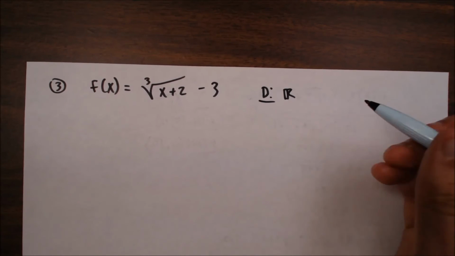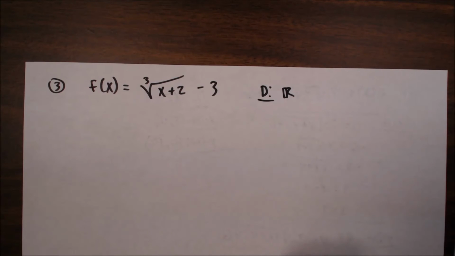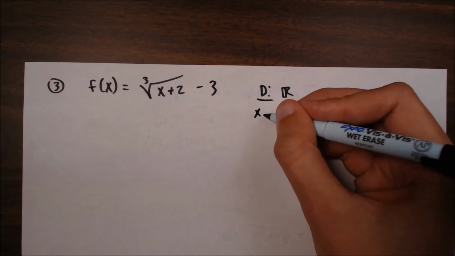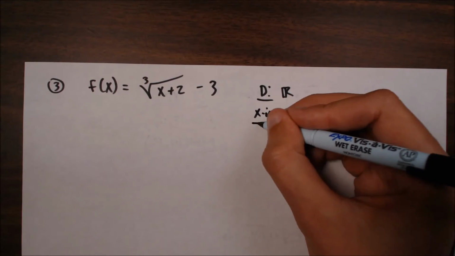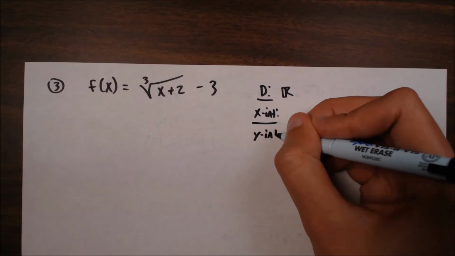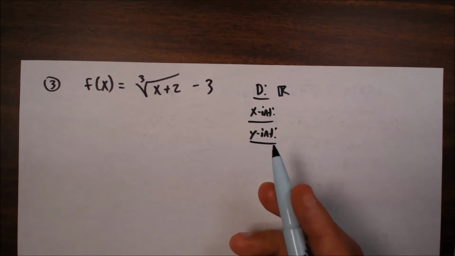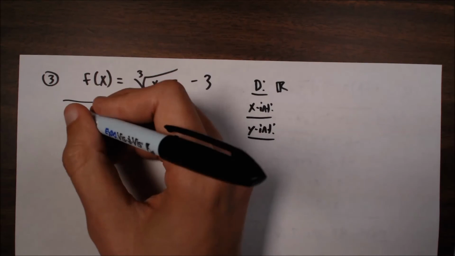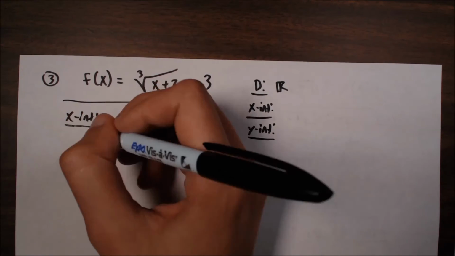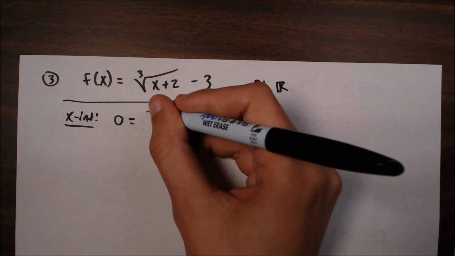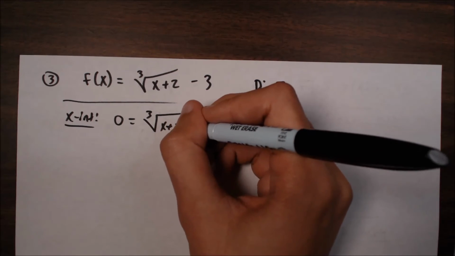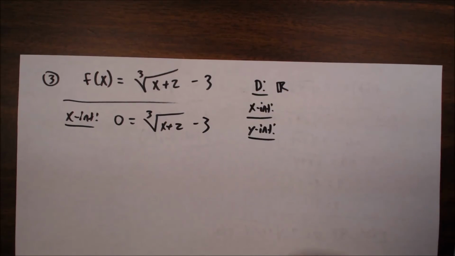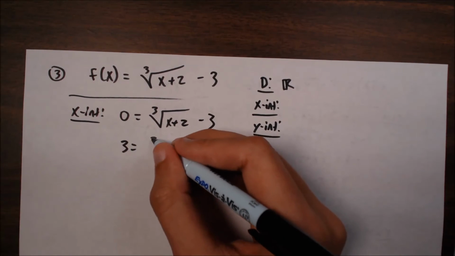Okay? Unless you, of course, you remember the symbol I like to use for all real numbers. X-intercept, y-intercept. X-intercept means I got to plug in 0 for the other variables. So for y, and then we solve this by adding 3 to both sides.